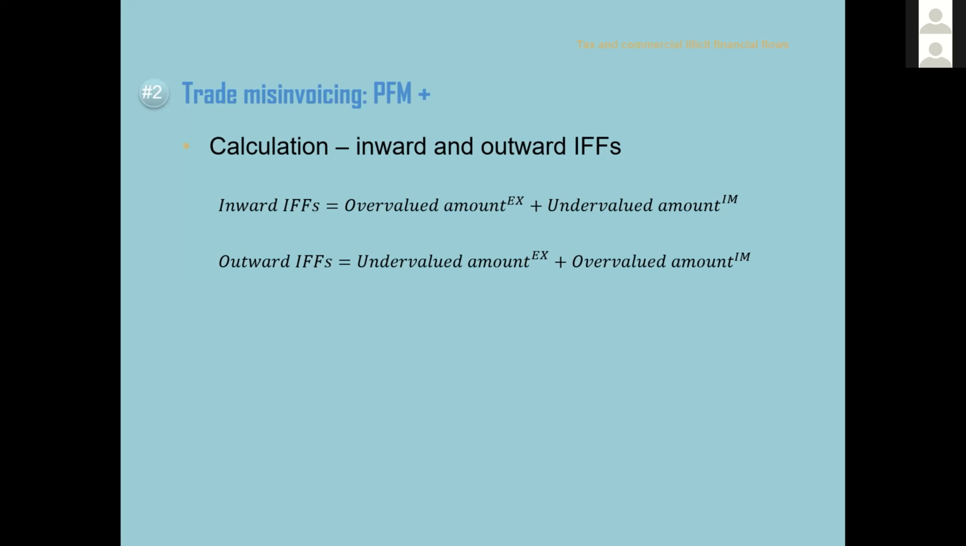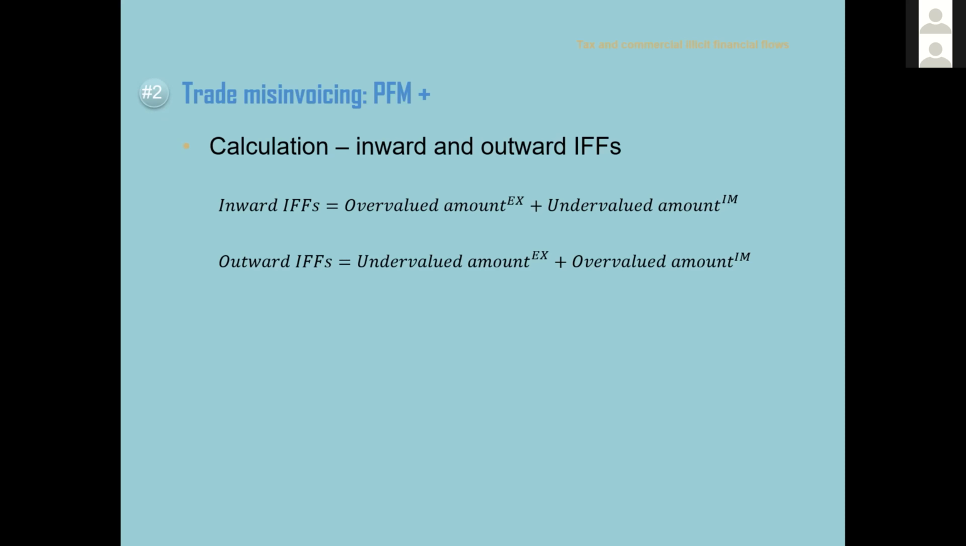So take, for example, undervalued exports. Why is this the outward illicit financial flows? When we have a commodity with a true value of 100 and we export it, but we only list 80 on our invoice, what is essentially going on? A true value of 100 is leaving our country and only 80 is coming into the country through this invoice. But the rest, 20, is being paid by the purchaser, let's say, to our offshore account. So those 20 have essentially left our country, and that's why they are the undervalued amount of exports, and they constitute the outward illicit financial flows.